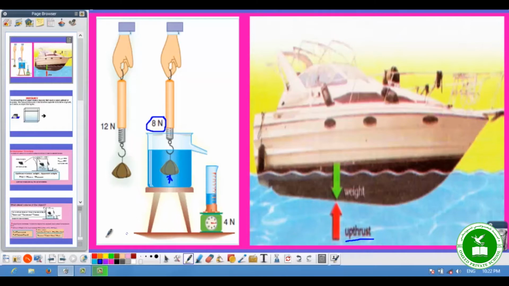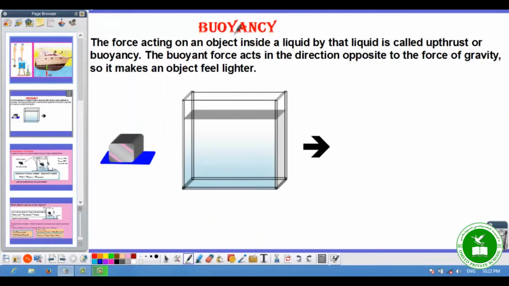Now let's get started with our chapter. Buoyancy or upthrust force. In Pashto, buoyancy means su'udi quwa. Su'udi quwa means upward force. Now let's understand this buoyancy or su'udi quwa in more detail.